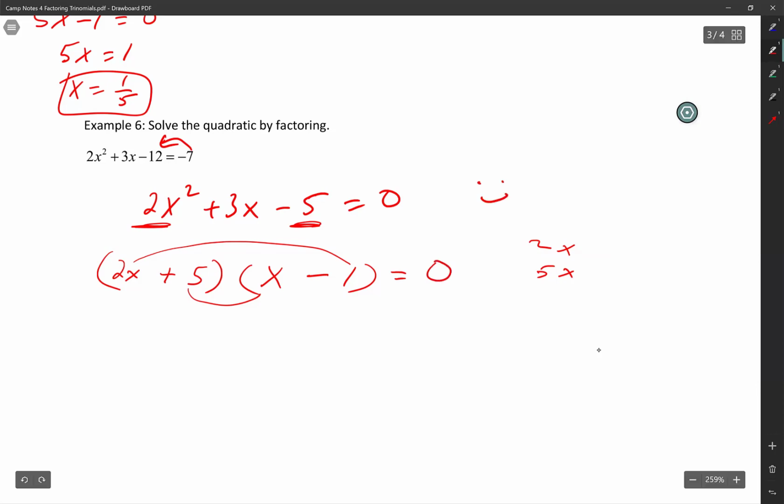All right, so now, what makes this true? Well, if x is 1, 1 minus 1 is 0, and 0 times anything is 0. What else makes this true? Well, if x is a negative 5/2. And in case you don't see that, guys, you can just go easily 2x plus 5 equals 0, move the 5, 2x equals a negative 5, divide by 2, x equals a negative 5 halves.